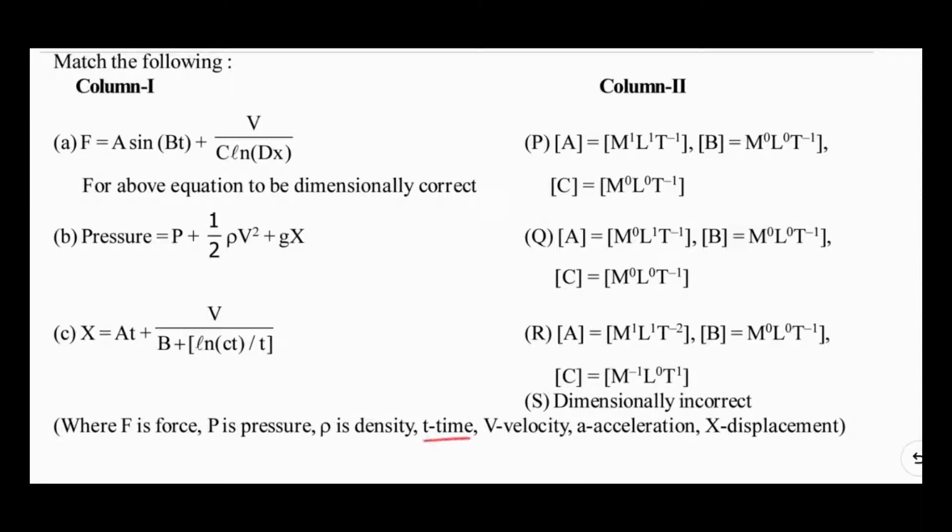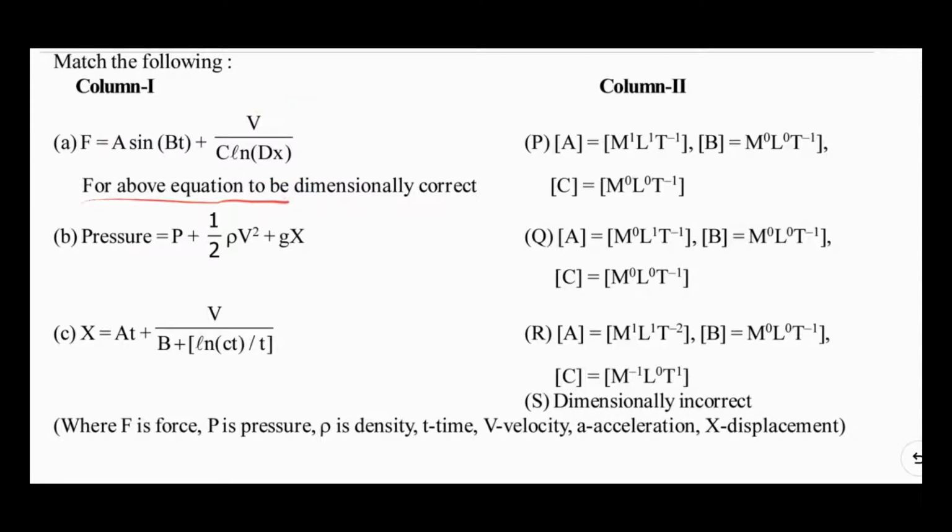It's written here that T is time. V is written here as velocity. X is written here as displacement, and F is force, P is pressure, Rho is density. So the quantities in this expression, some are known and some are not known.